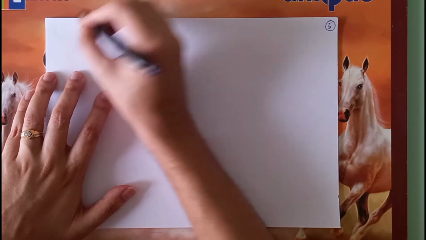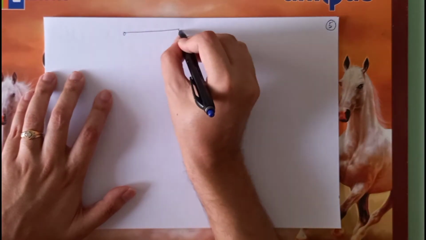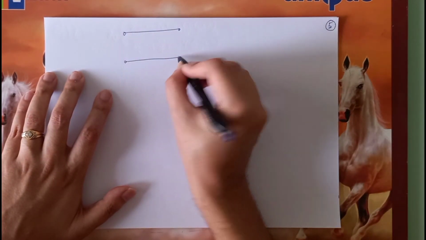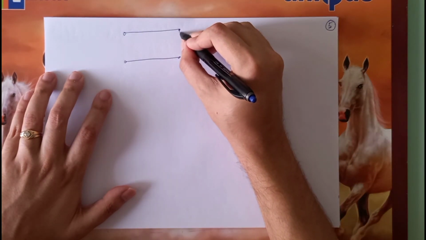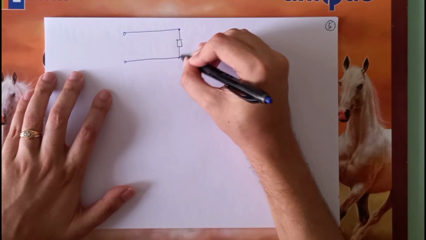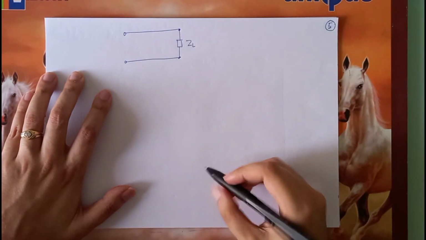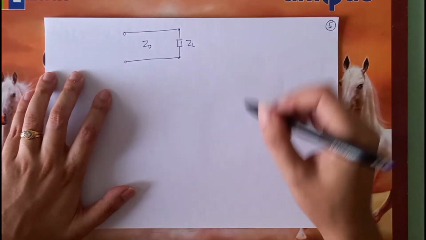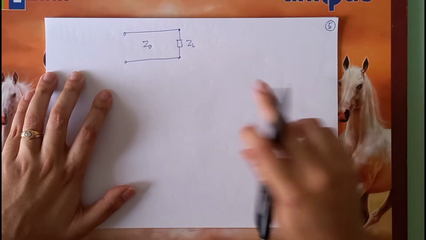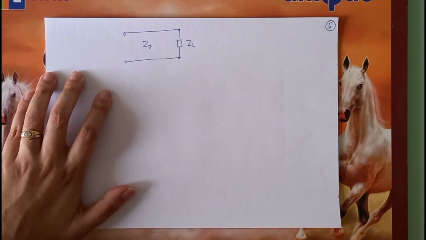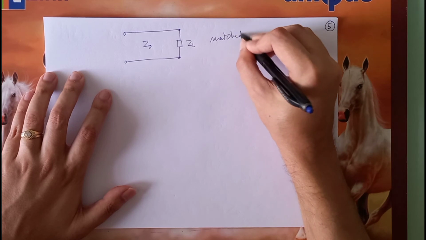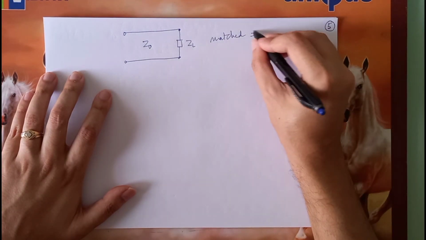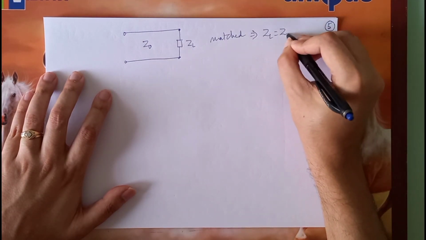Let us say we have a line where the line is terminated with a load impedance ZL. The line has a characteristic impedance Z0. But the load and the line are matched. Matched means what? ZL is equal to Z0.